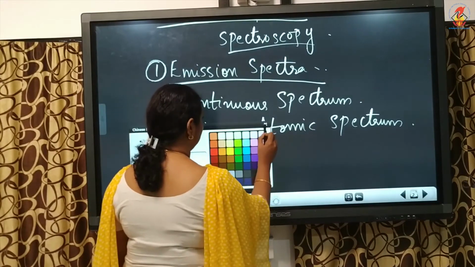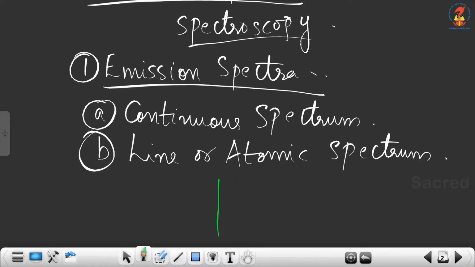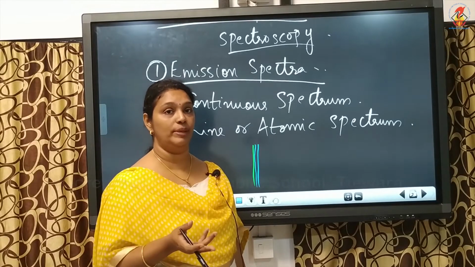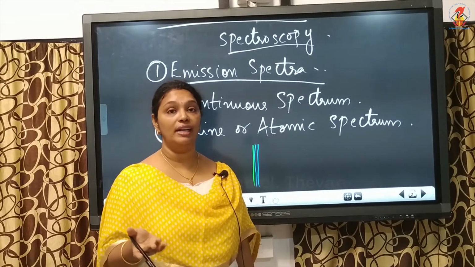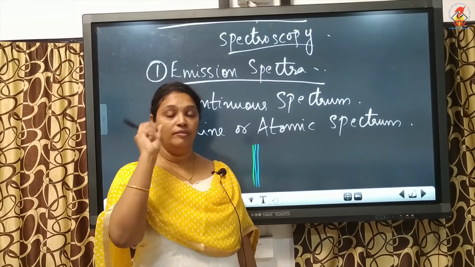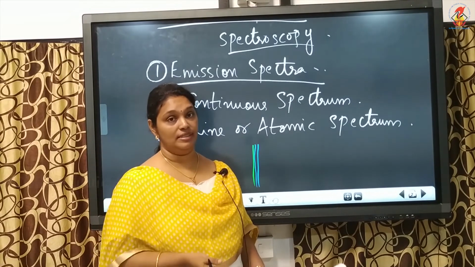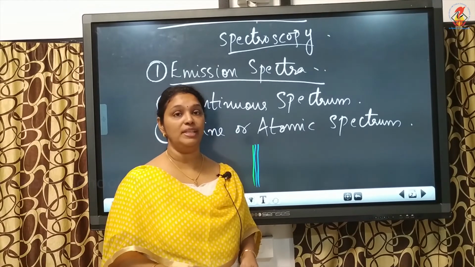So, in line spectrum or atomic spectrum, it is observed as colored lines separated by dark spaces. You can observe it like this. Different colored lines separated by dark spaces. Okay, so this is line or atomic spectrum, and each line corresponds to a particular wavelength or frequency, and also we get to identify from the lines which element spectrum it is. So that is line or atomic spectrum.